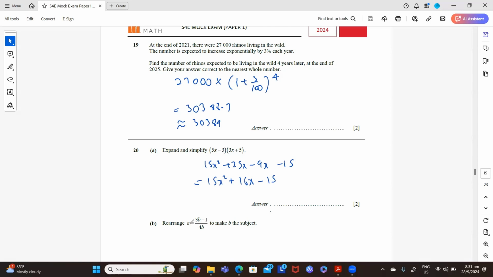Okay, part B, rearrange this such that you make B the subject. Right now 4AB equals 3B minus 1. What you want to do is bring everything that has B to one side and bring everything that does not have B to the other side. So I'm going to shift minus 1 over. I'm going to shift 4AB to the other side. So 1 equals 3B minus 4AB. Factorize the B out. So I'll continue on from here. 1 equals B bracket 3 minus 4A. So therefore, B simply equals 1 over 3 minus 4A.